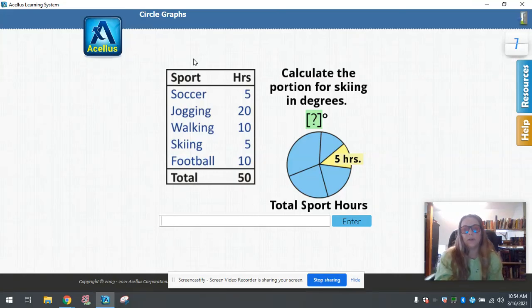All right, so we are given this little table and told to calculate the portion for skiing in degrees. So we have to figure out how many hours we spent doing each of these activities out of the total number of hours. And then we have to figure out what degree matches that because we want to fill out this pie chart accurately. So we're starting with skiing. Let's just make a little table for this.